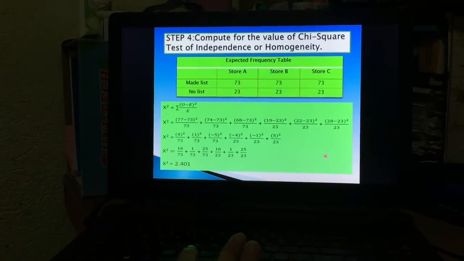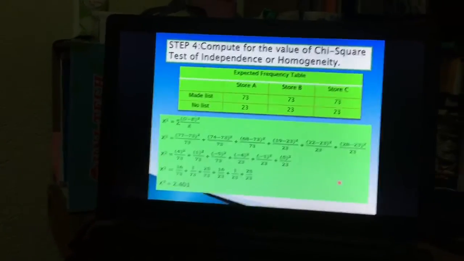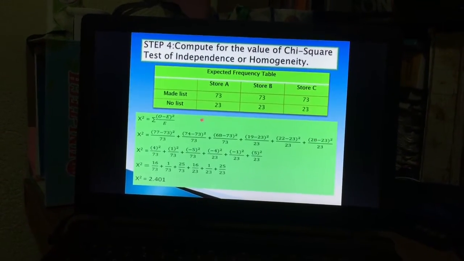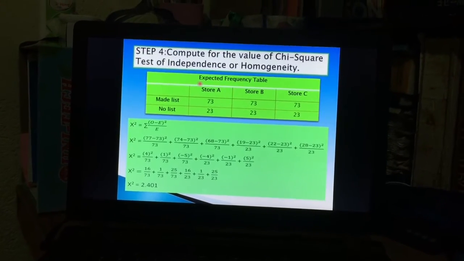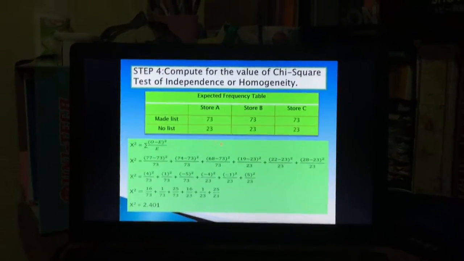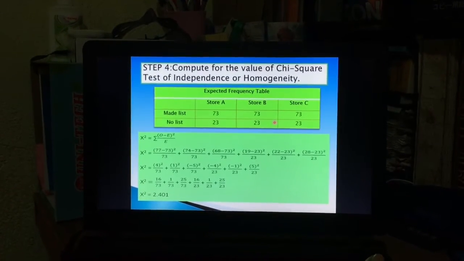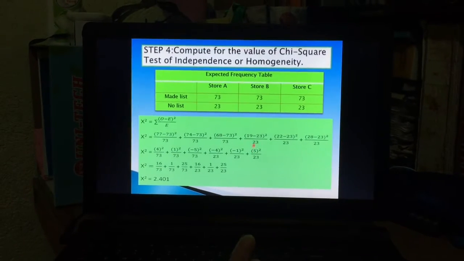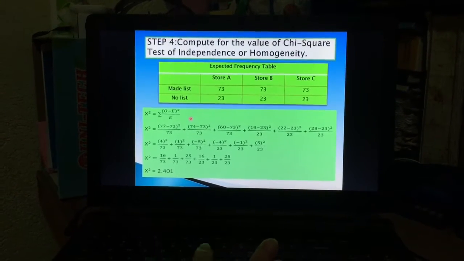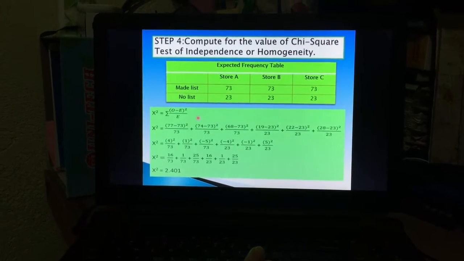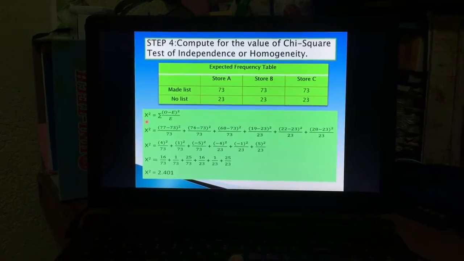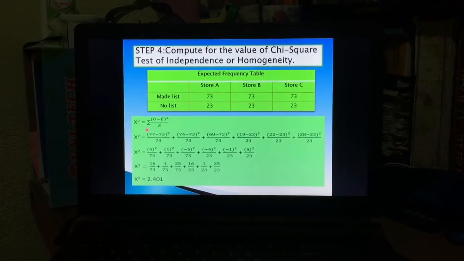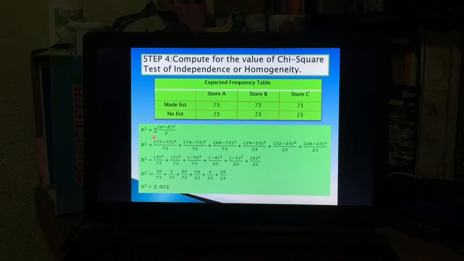Step number 4. Compute for the value of chi-square test of independence or homogeneity. Before we proceed with this solving, let's create first the expected frequency table. Again, this data here is based upon our answers in step 3. So, let's proceed in solving for the value of chi-square test of independence. X squared is equal to summation of observed value minus expected value squared all over expected value.